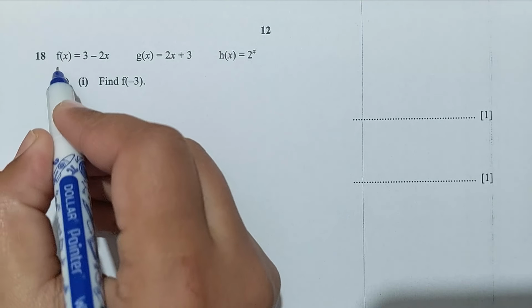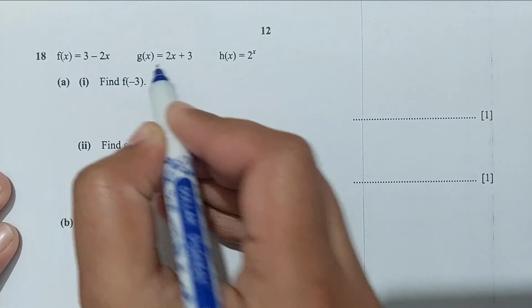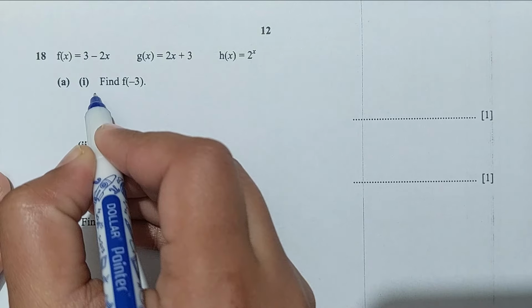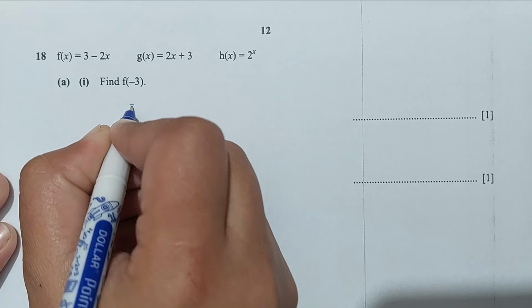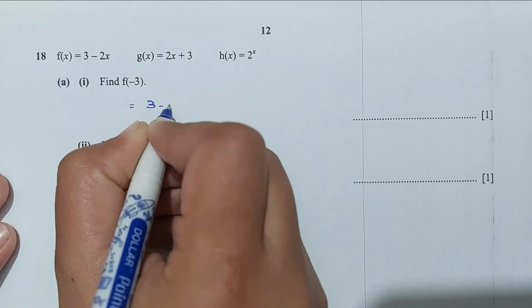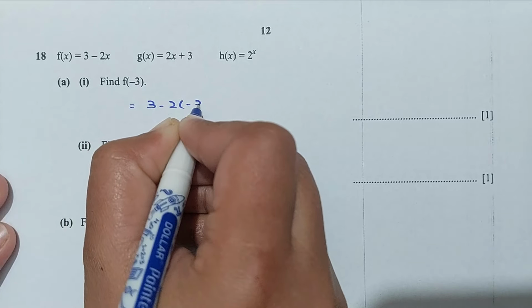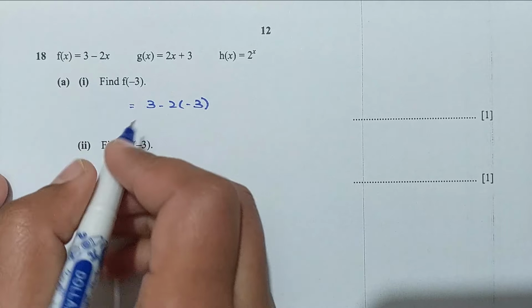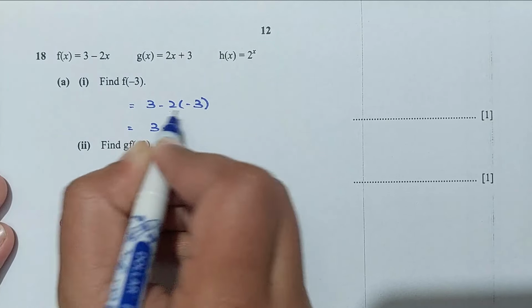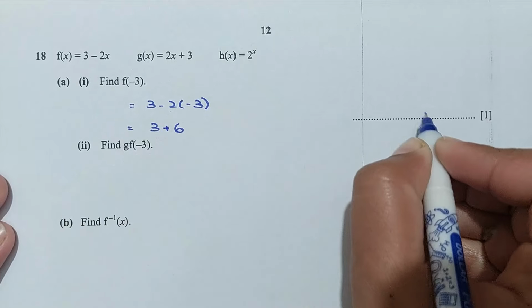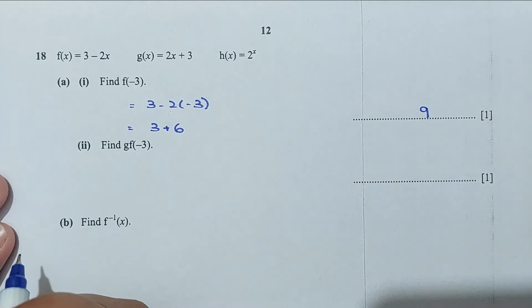Question number 18, we have the functions f of x, g of x, and h of x. Part A1, find f of negative 3. So what is f of negative 3? 3 minus 2 into minus 3. Just substitute x with minus 3. And this would be 3, and negative times negative is positive. 2 times 3 would be 6, and 6 plus 3 is 9.